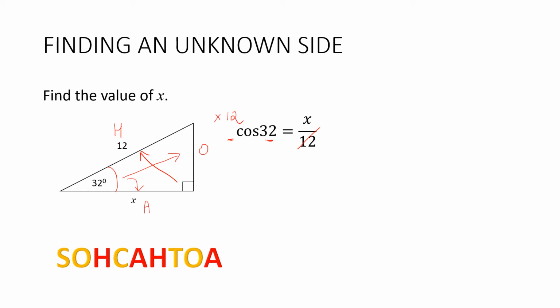So I'm going to rewrite this. x is equal to 12 times cos 32. Now all I have to do is put it into the calculator. So our answer is 10.2. Now with all the questions in this video, I've decided just to give the answer to one decimal place.